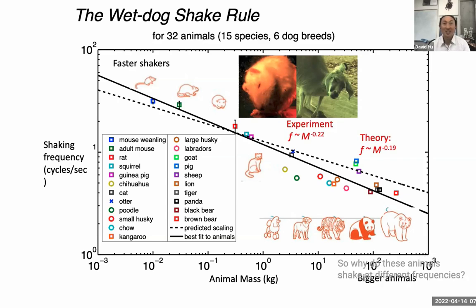So why do these animals shake at different frequencies? Why don't mice just shake like a dog? Why do they have to do 30 times per second?